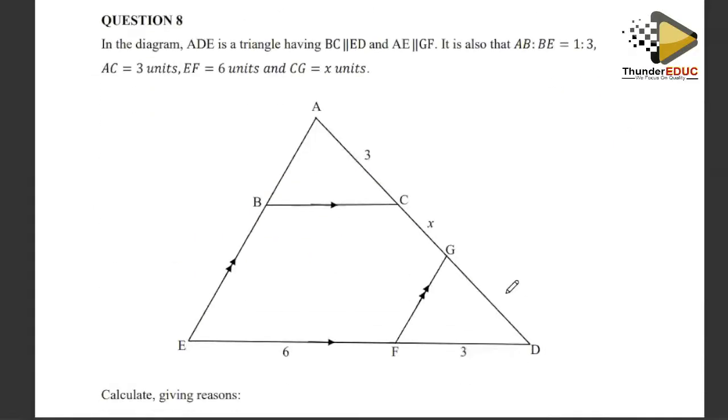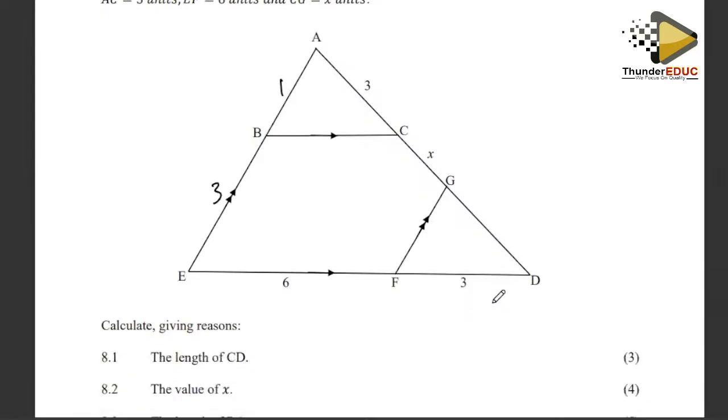Question number 8, which is the Euclidean. Okay, so in the diagram, AD is a triangle that is having BC parallel to ED and AE parallel to that. It's also given that AB to BE is 1:3. Okay, and then AC is 3 units, EF is 6 units, and then CG is X units. They want us to get the length of CD.